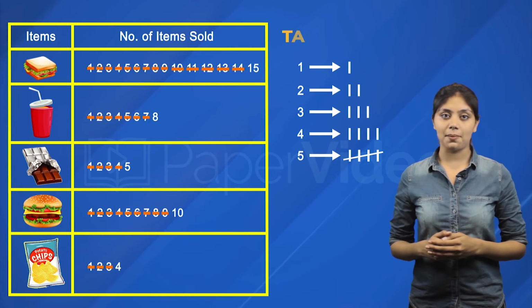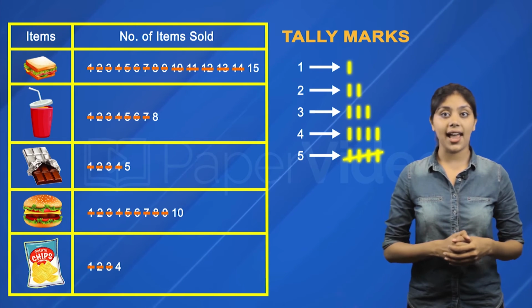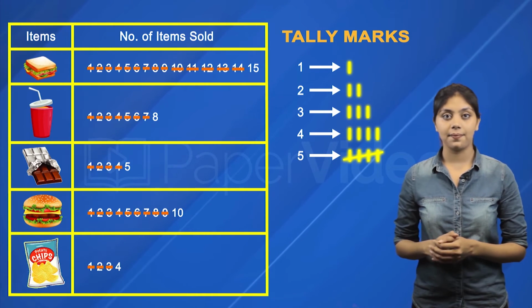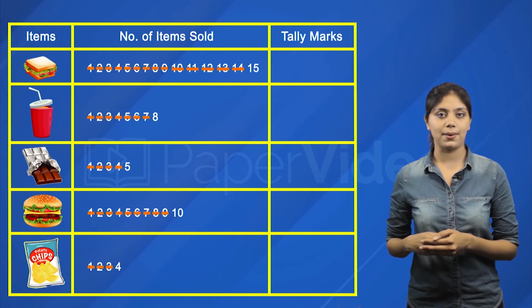These are known as tally marks. Tally marks are a method of representing frequencies in the form of tallies, usually marked in bunches of 5. Let's add another column to the table and use tally marks to represent the frequencies.